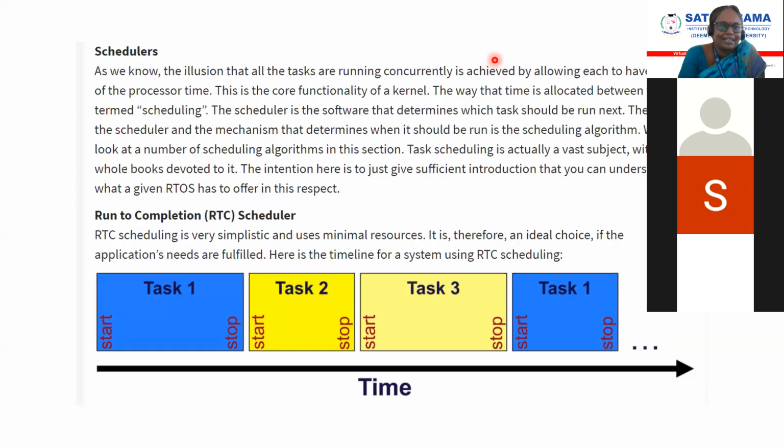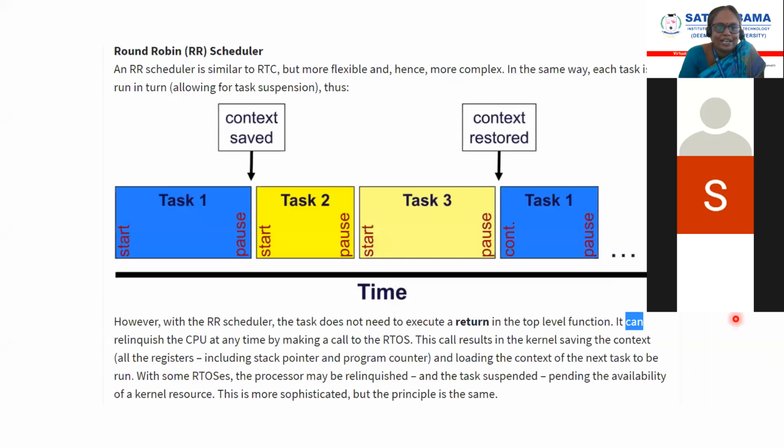Okay, we have seen the run to completion scheduler. The next one is round robin. So start, pause, start, pause, start, pause. Then what happens if I want to take the task? It will continue to pause. Are you clear? Once I put my task in pause, and once I want to open another task, I have to restore it and continue. And once again, I will pause. This is nothing but a loop, they are saying.